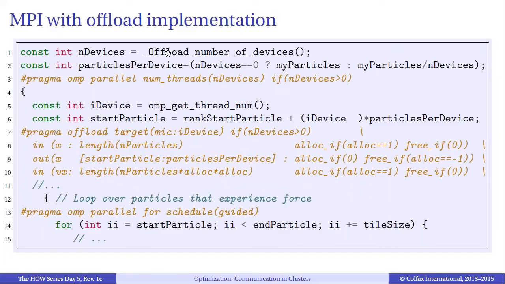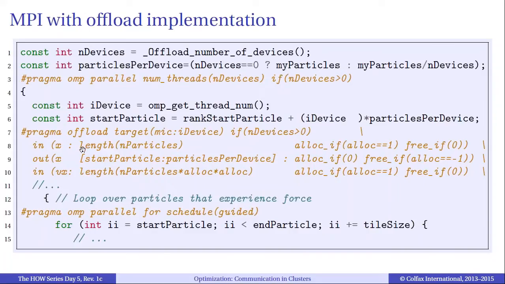And now I will query how many coprocessors I have, and then I will divide my particles between the coprocessors that I have. I will spawn multiple threads on the host. This is what we discussed in session number 2. I will have as many threads on the host as I have coprocessors. And then I will map each thread to the coprocessor on which I want to offload, and I will begin offload.